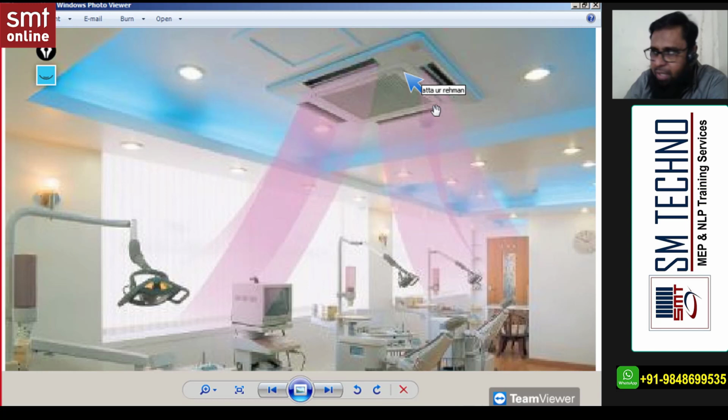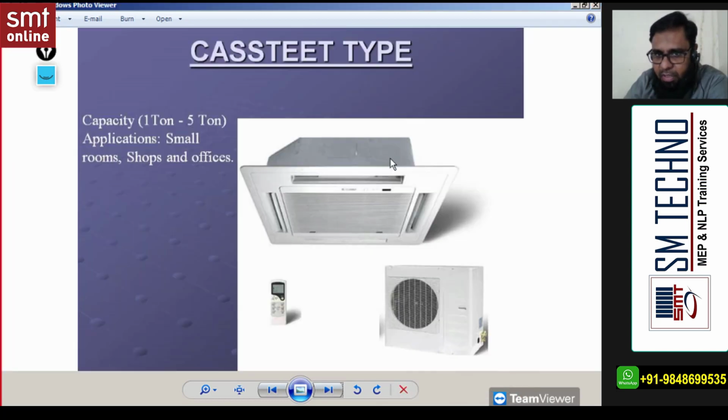Here you can find only the panel, and the remaining unit is above the false ceiling. So this type of unit we can also call recess type units. But technically this indoor unit is a cassette type FCU. Again this is an FCU, but which type? Cassette. But the system is what?